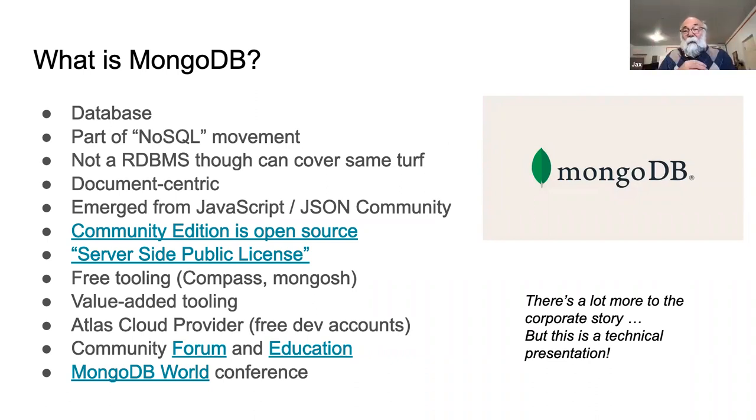MongoDB has a lot of free tooling. Compass, if you've used MySQL, is kind of like phpMyAdmin, the MongoDB equivalent of a GUI manager for MongoDB. Mongosh is the command line client, the Mongo shell, and it is basically a JavaScript interpreter with extensions for MongoDB. They also have value-added tooling: all kinds of programs, design tools, and data abstraction layers that they have added. You can buy all the different tools.